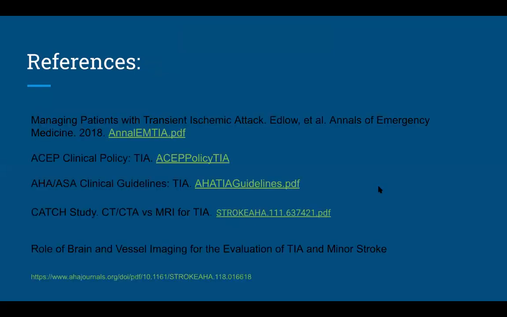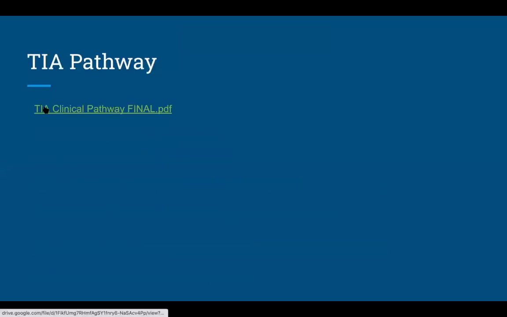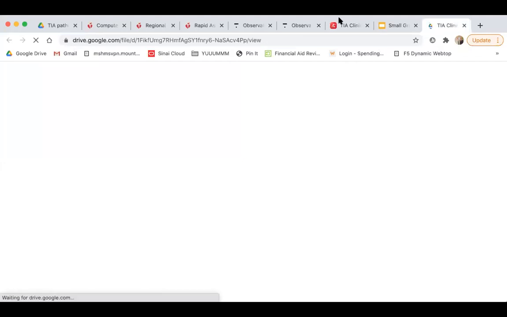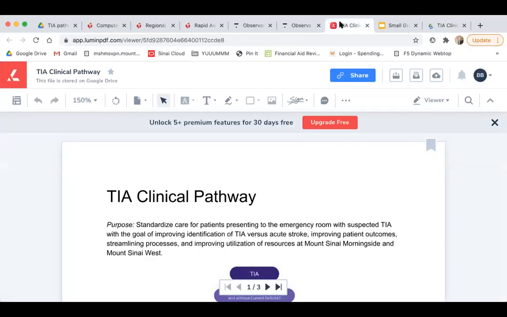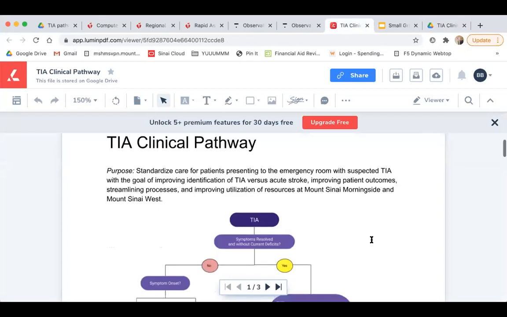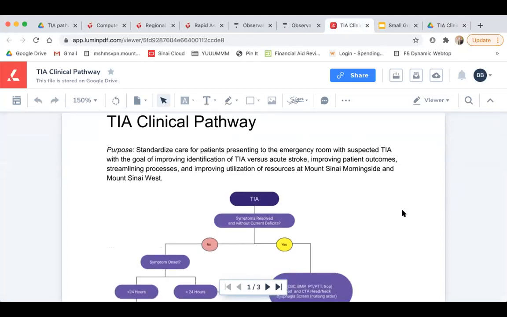I want to show you guys the TIA pathway. Before we go, oh, I have it open here. Can you see my computer screen? Yep. Okay. So this is going to start in the emergency room.